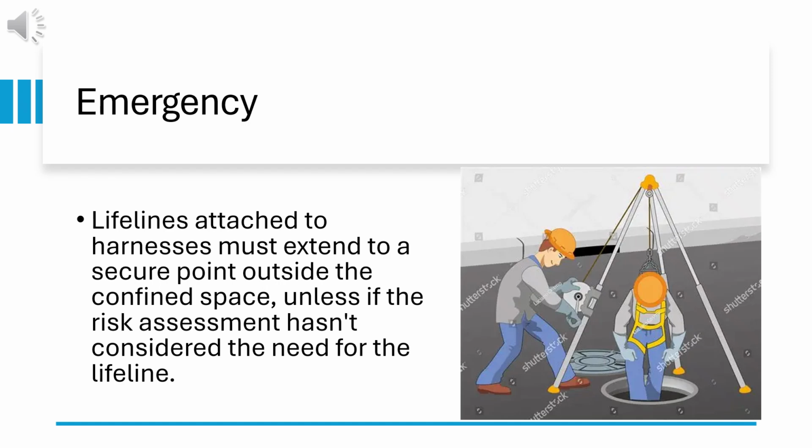Under no circumstances should untrained workers attempt spontaneous entry, even with good intentions. Entering a hazardous confined space without proper equipment exposes additional people to the same danger and significantly increases the likelihood of multiple fatalities. In all cases, the primary objective is to ensure the safety of all personnel by acting quickly, following established procedures, and relying only on trained and authorized responders. Emergency preparedness is not optional. It is a critical part of confined space safety and must be taken seriously on every job.